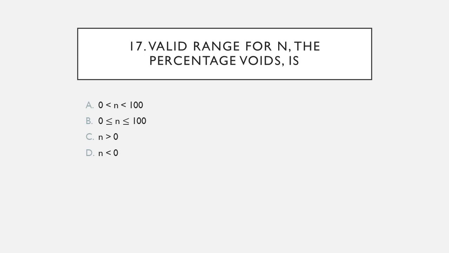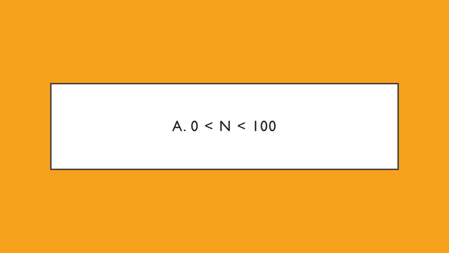17. Valid range for N, the percentage voids, is: A. 0 < N < 100. B. 0 ≤ N ≤ 100. C. N > 0. D. N < 0. A. 0 < N < 100.